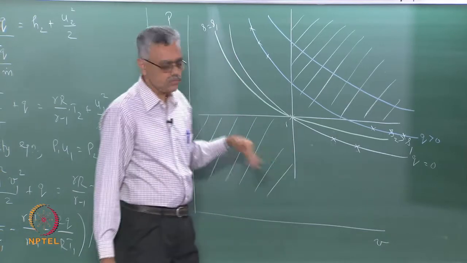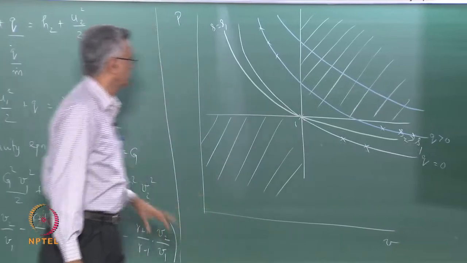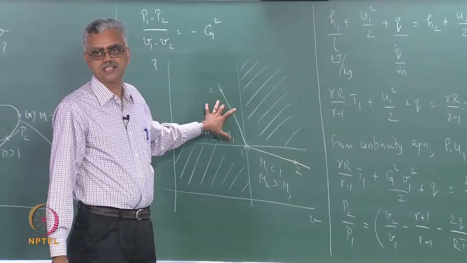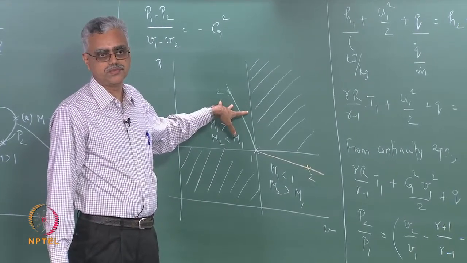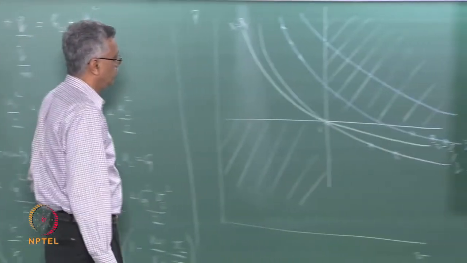Okay. So, what we are going to do now is combine the H curve with the Rayleigh line diagram, so that the point of intersection of these two will tell me where the downstream state is. That is what we are going to do next. So let us see how we go about doing that.